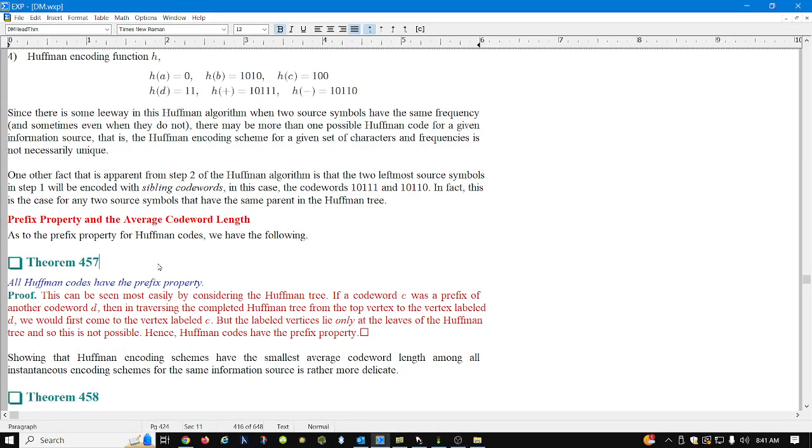As to the prefix property, we saw in the example that the code has the prefix property. In general, it does, and that's quite easy to see from the tree itself. If a code word C was a prefix of another code word D, then when we traverse the Huffman tree from the top vertex to the vertex labeled D, we would have to come first to the vertex labeled C. That's the only way C could be a prefix of D.